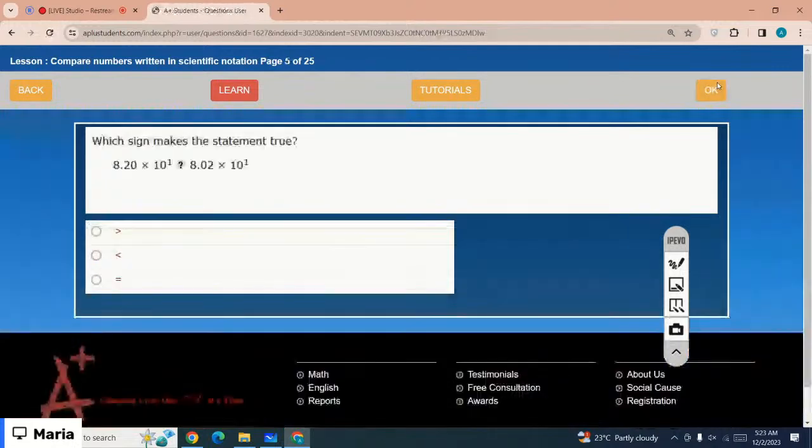Okay, the next one is which sign makes the statement true? 8.20 times 10 exponent 1 and 8.02 times 10 exponent 1. So which is the correct option? Yes, the correct option is 8.20 times 10 exponent 1 is obviously greater than 8.02 times 10 exponent 1, right?